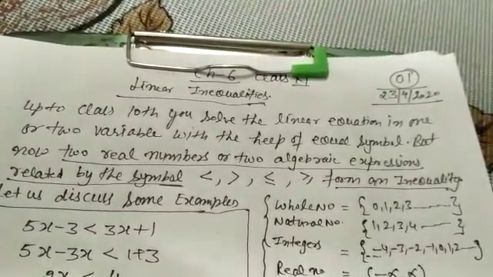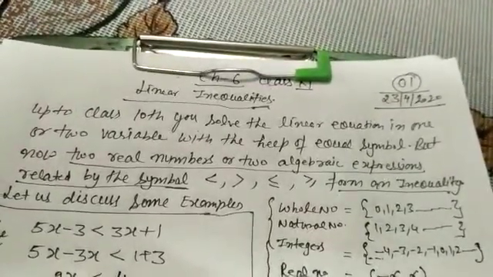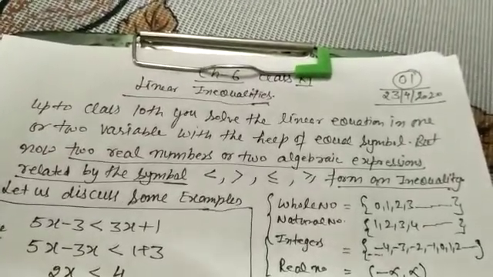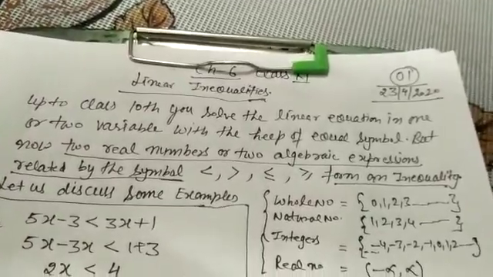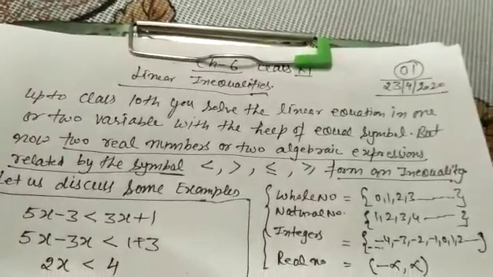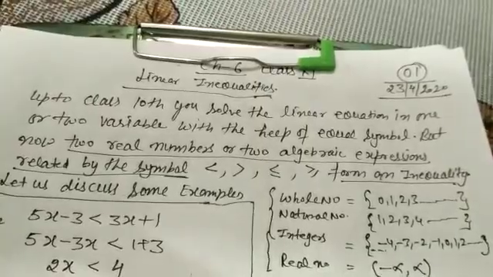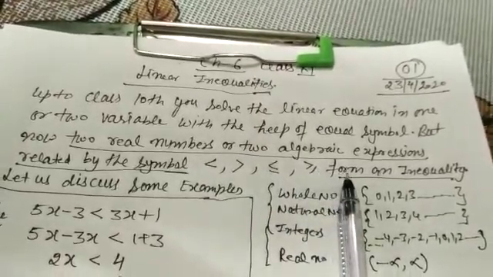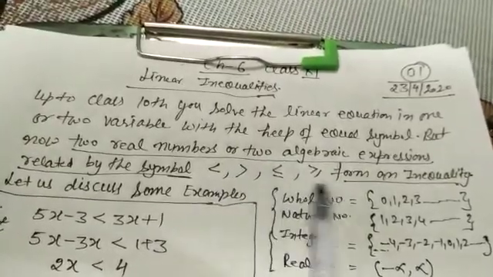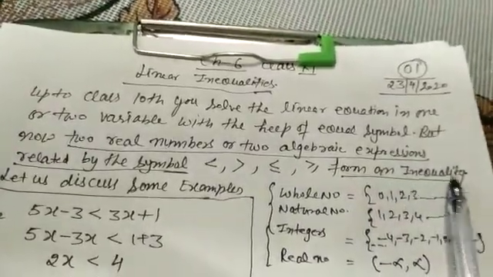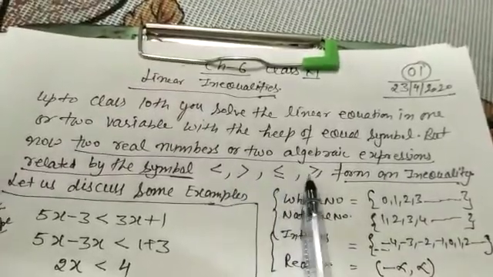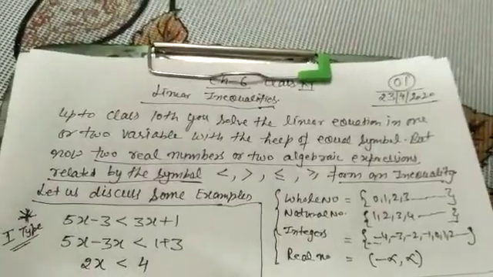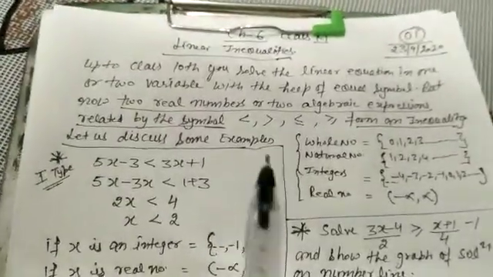Up to class 10th, you solved linear equations in one variable or two variables with the help of the equals symbol. But now we solve real inequalities, maybe in one variable or two, with the symbols greater than, less than, less than or equal to, or greater than or equal to. Due to these symbols, it is called linear inequalities. Remember that.